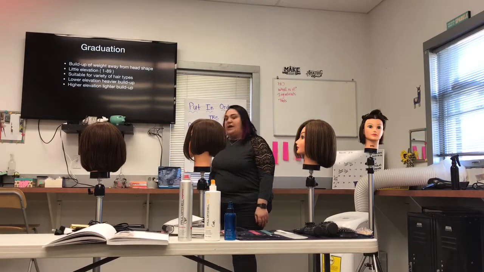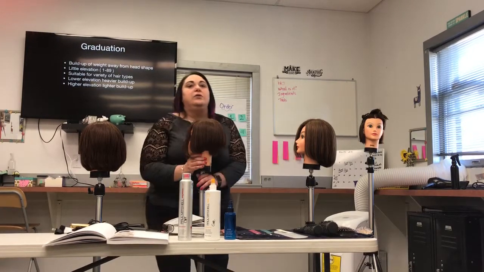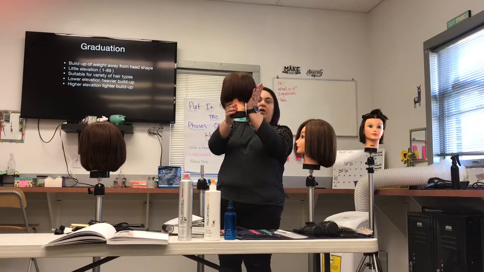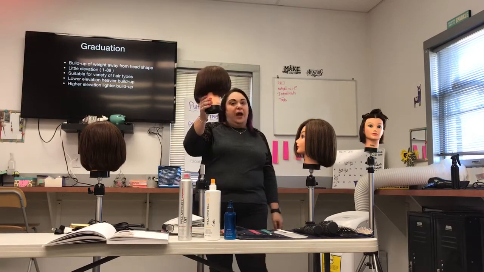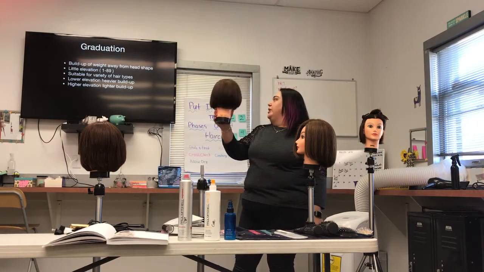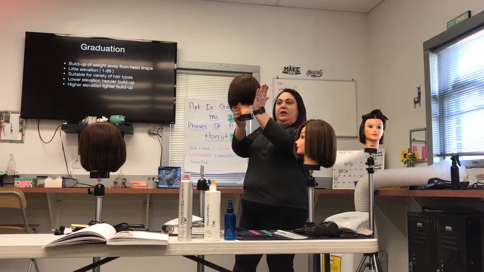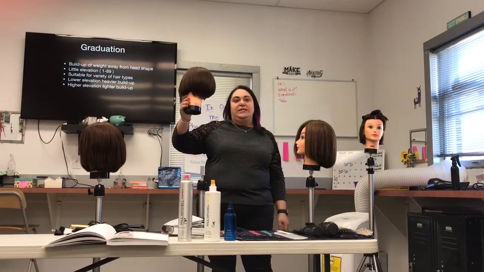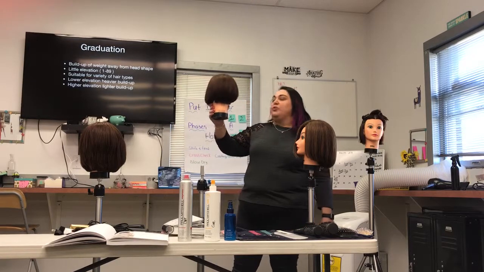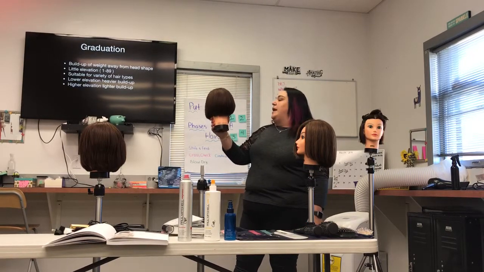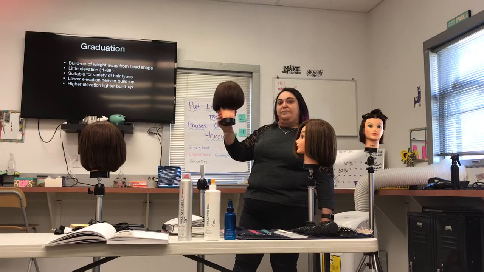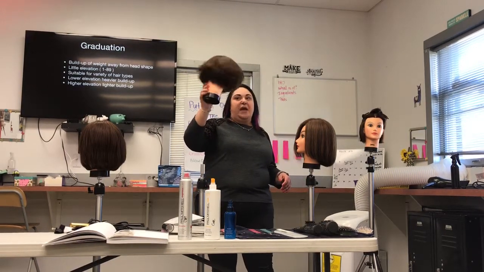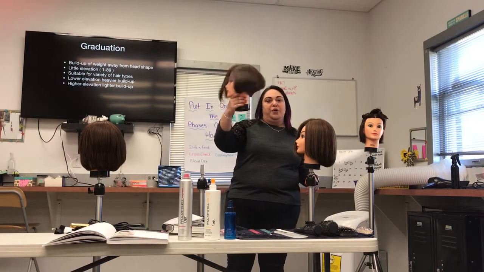So this brings us to our next one. What do you see here? Do you maybe see a little bit more movement? Do you see a little bit more elevation? Correct. This is a graduation. It's a buildup of weight. It's a little elevation, 1 to 89 degrees. It's suitable for various hair types. It has a lower elevation, heavier buildup, a higher elevation, a lighter buildup. And as you can see, when we move this mannequin around, it has a little bit more movement.